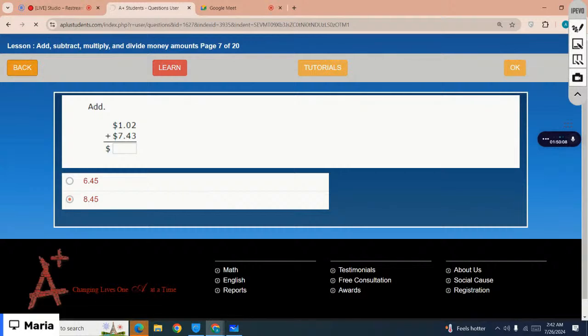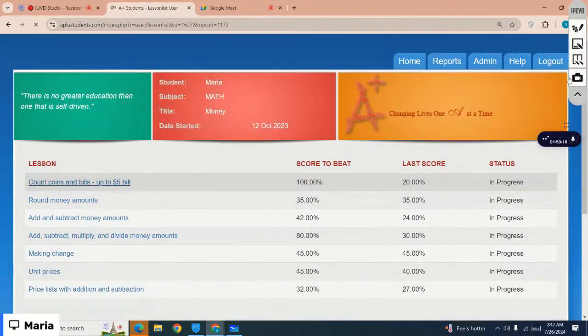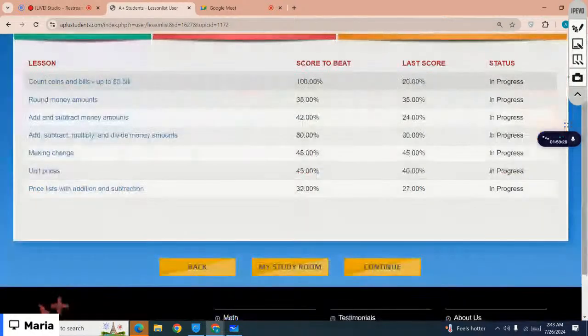Okay, so we were working on grade 4 math. The chapter we were working on is money. The lessons we have covered today are count, add and subtract money amounts, and the one we just finished is add, subtract, multiply, and divide money amounts, right? So please make sure before the next session you complete all the practice questions for the lessons we just did.